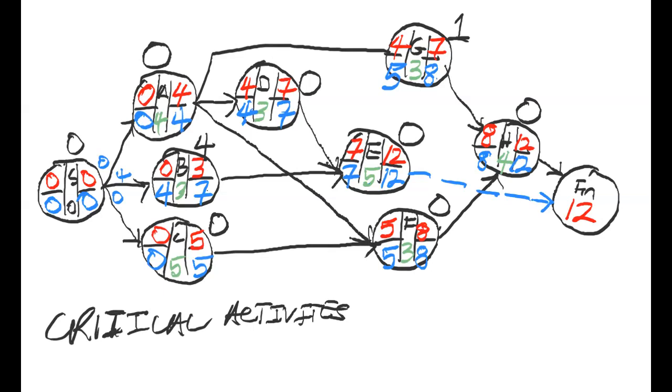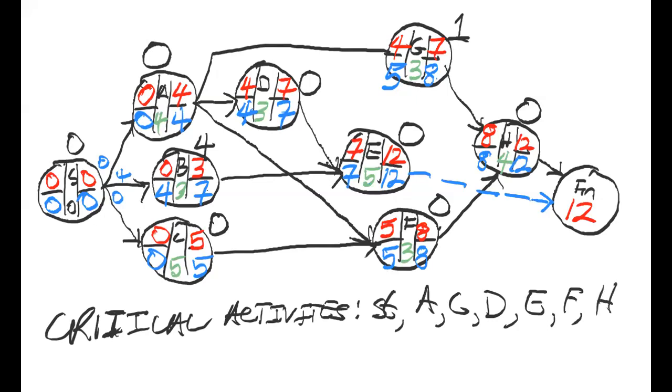So the critical activities here are start. You have A, you have C, you have D, you have E, you have F, and you have H. Critical activities for the critical paths.